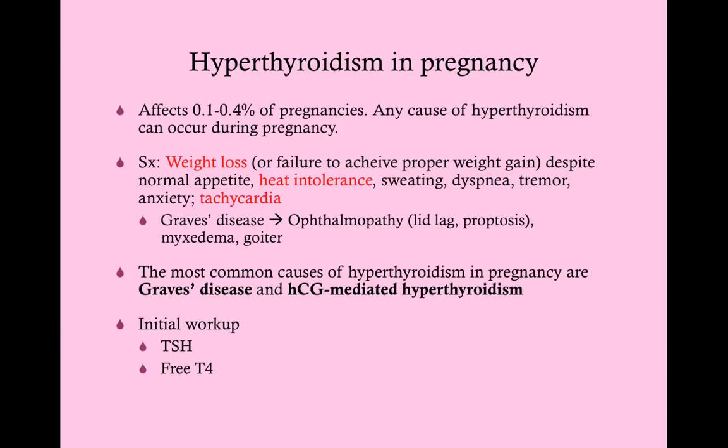So hyperthyroidism affects about 0.1 to 0.4% of pregnancies, which doesn't sound like a lot, but if you do 1,000 deliveries a year, then you're going to see this. Any cause of hyperthyroidism can occur during pregnancy. So Graves' disease is the most common, but you can also see subacute thyroiditis, you can see toxic multinodular goiter, you can see toxic adenoma. So any cause of hyperthyroidism can occur superimposed upon pregnancy. But the most common cause of hyperthyroidism in pregnancy is Graves' disease.